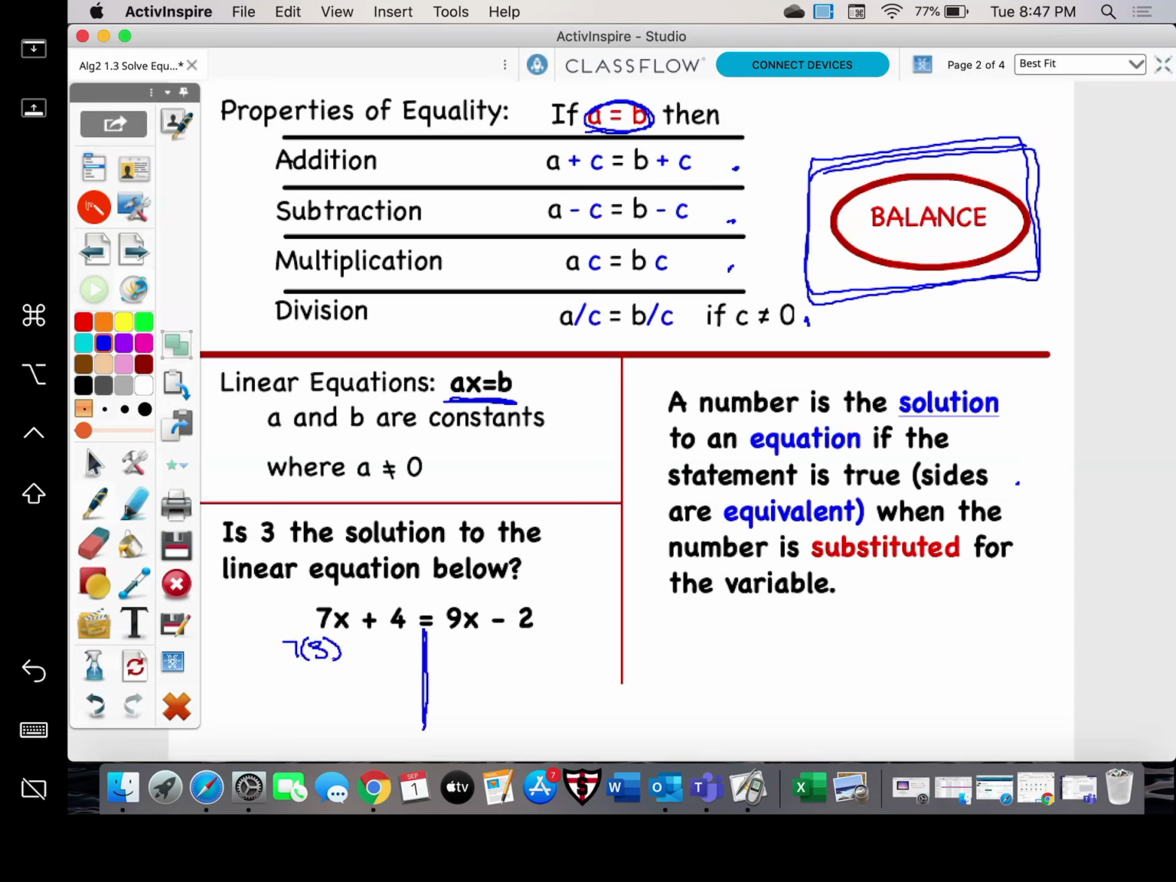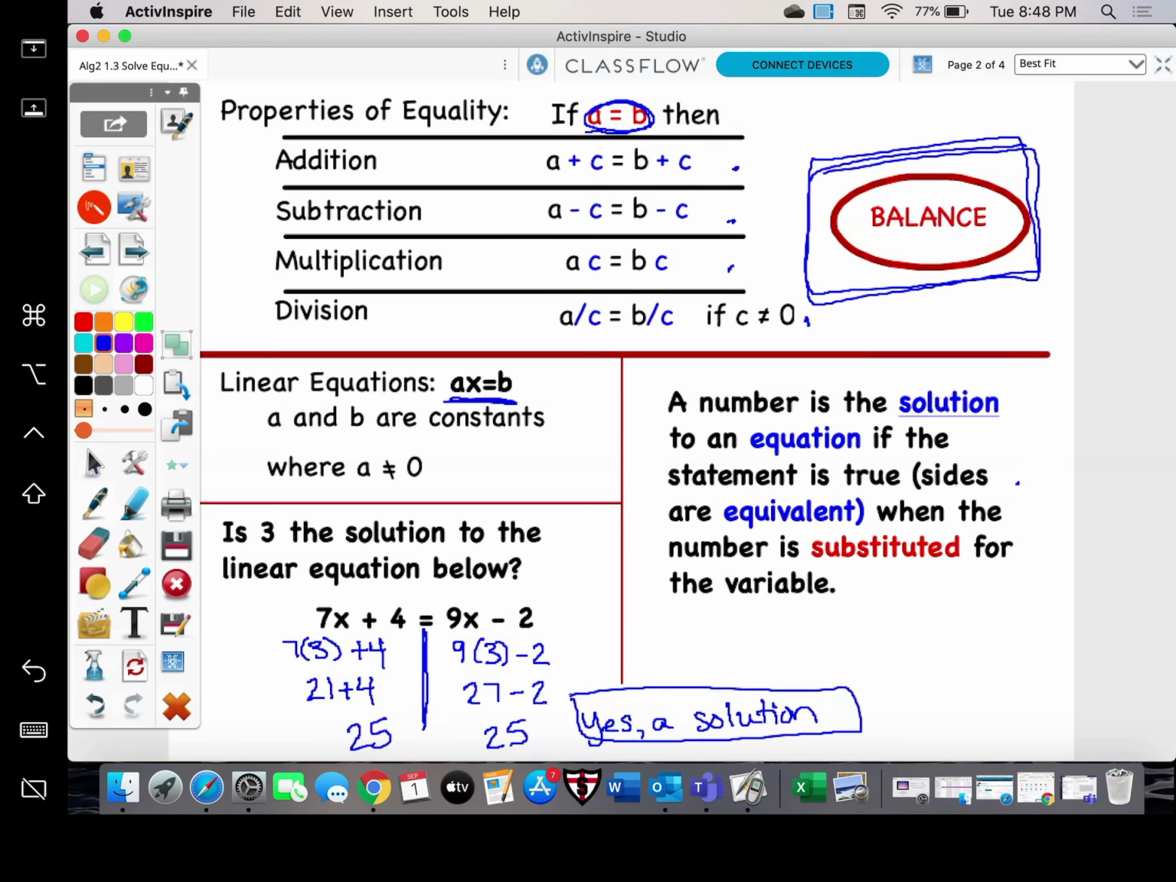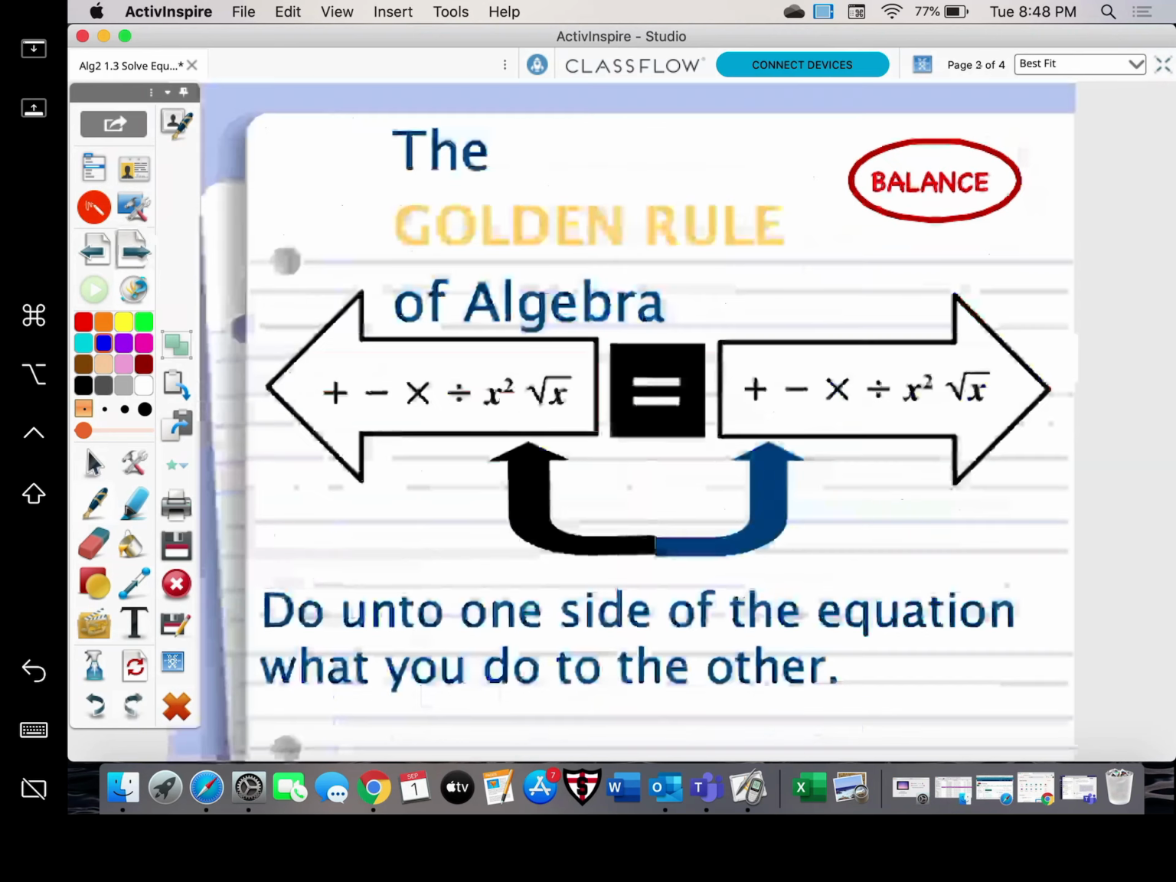So we would have 7 times 3 plus 4. 7 times 3 is 21 plus 4. We get 25 there. Then we check it out on the right-hand side. We have 9 times 3 minus 2. That's 27 minus 2, 25. And because 25 is equal or equivalent to 25, we would say that this is indeed a solution. So yes, a solution is how you write your answer there. Sometimes you'll get things like 25 equals 7. That's obviously not true, so you would say it's not a solution in that case.